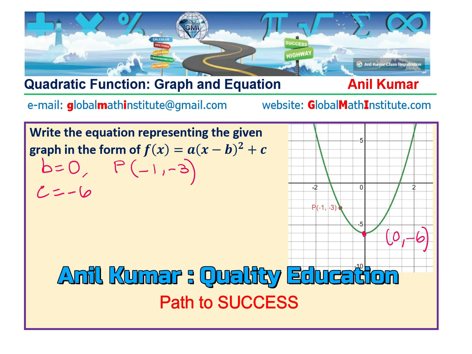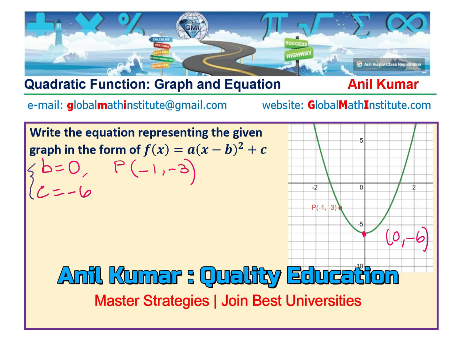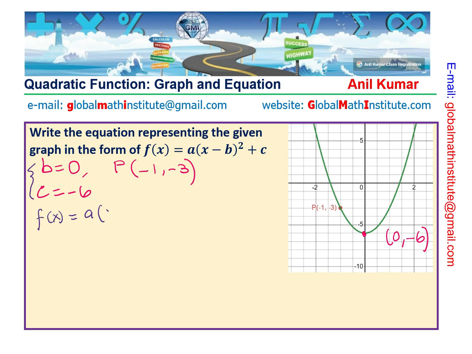Once these are given, you can straight away put everything into the equation and get the result. However, we prefer to do it in two steps. First, use the given values and then write down the function. f(x) equals a times (x - 0)² plus c, and the c value is -6, so we'll write minus 6. Which basically is f(x) equals ax² - 6. So this is a way to write it.